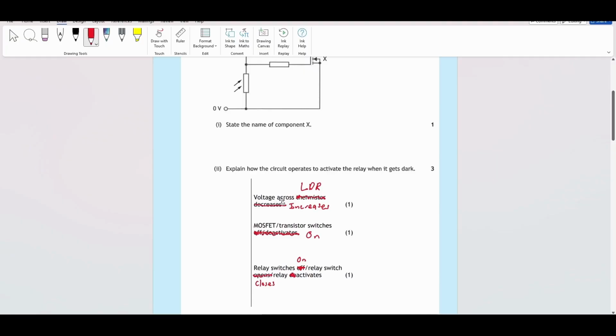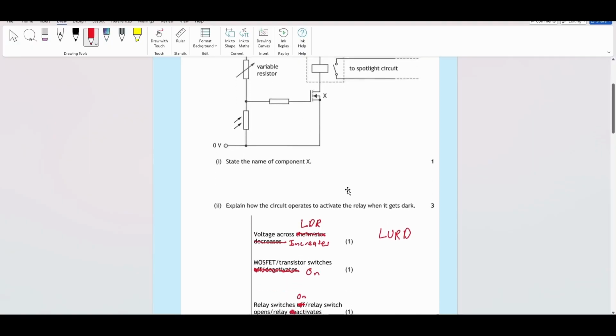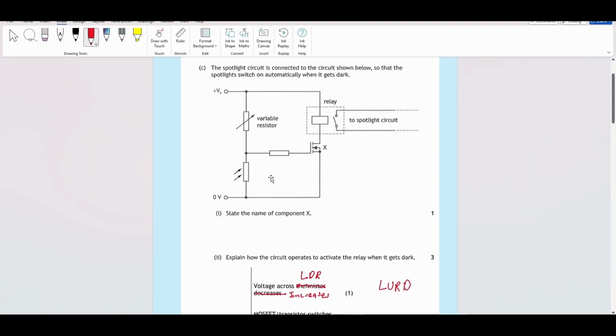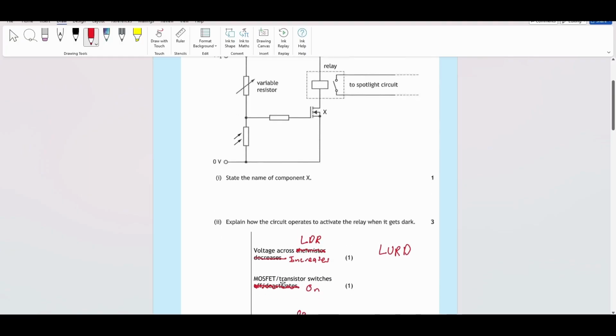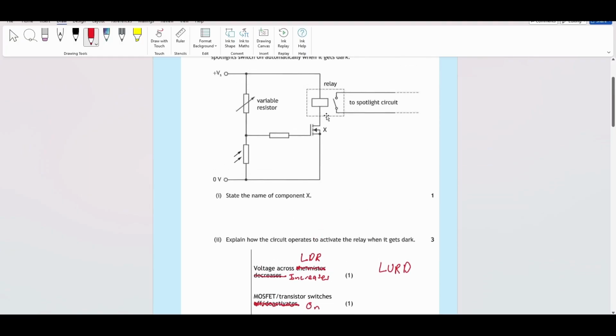So you get a mark for saying the voltage across the LDR increases, because as we know, I have an acronym called LIRD, which is light up, resistance down. So the inverse must happen when it gets dark, which is light down, resistance up. And this causes the resistance of this to increase and therefore the voltage across it to increase. And this causes the MOSFET to turn on here. And then this closes the relay switch and activates this circuit over here. So there's how you get your 3 marks.